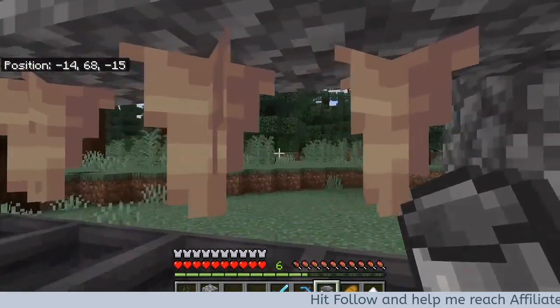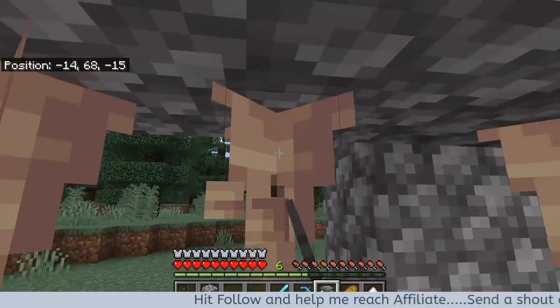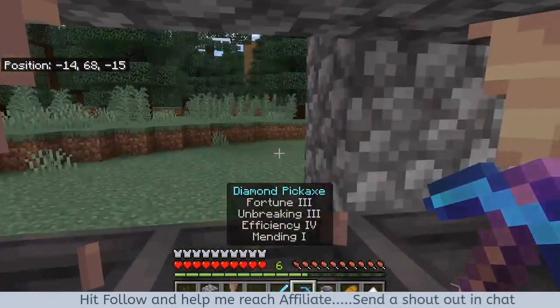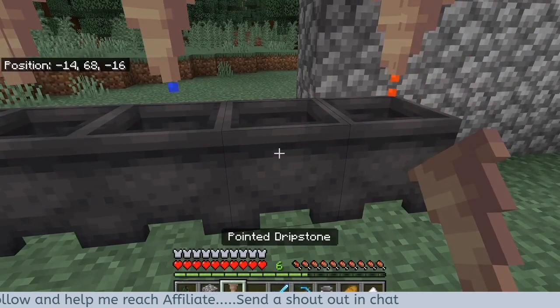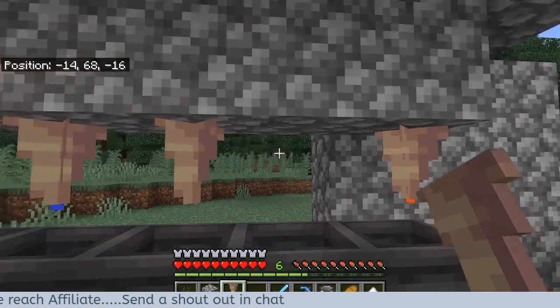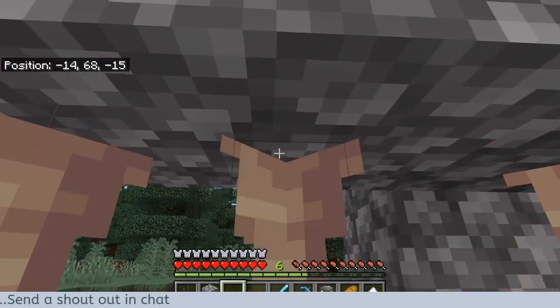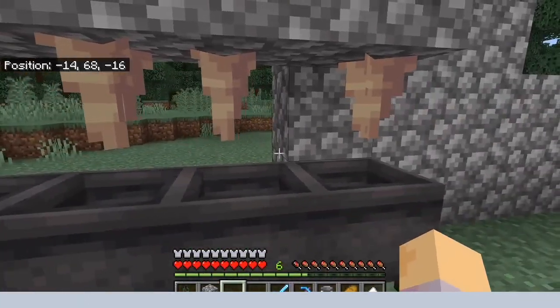Has to be this stuff. Pointed dripstone. Let me break it here. Pickaxe. There, you see that? Pointed dripstone. Because there is another type of dripstone block or something like that. You don't want that. It has to be pointed.